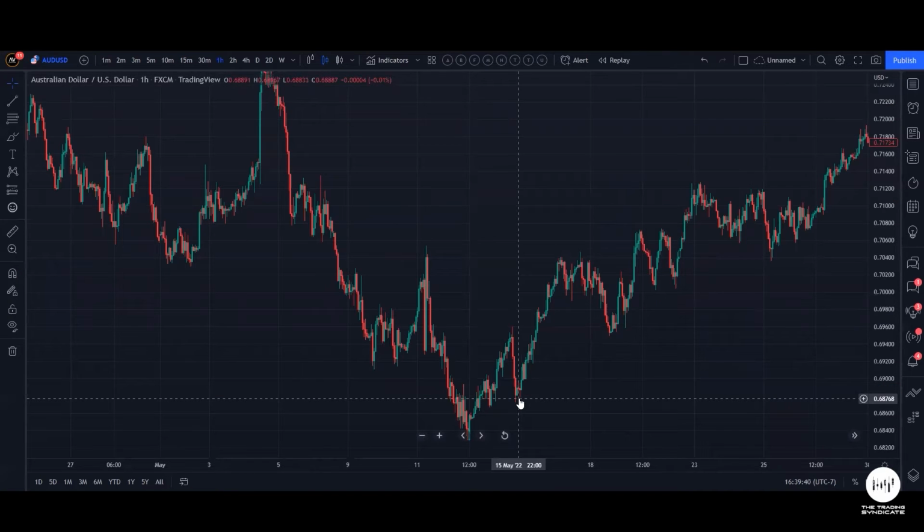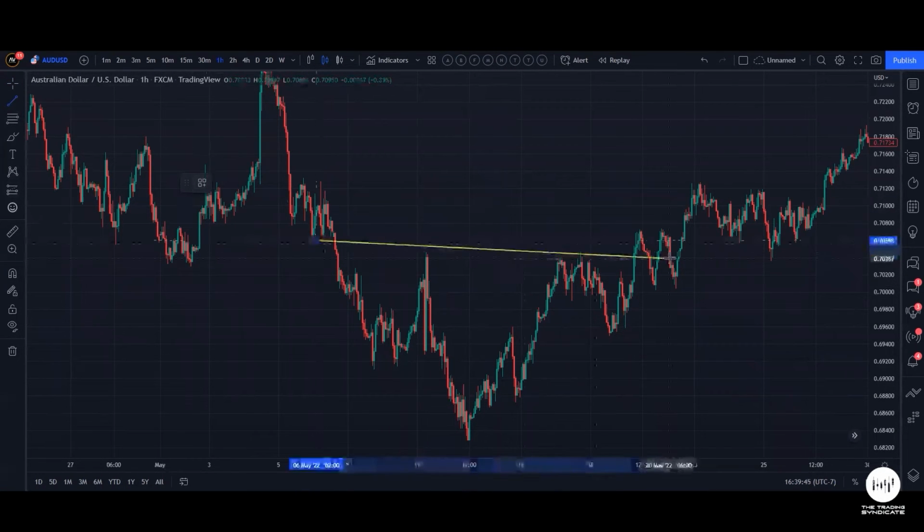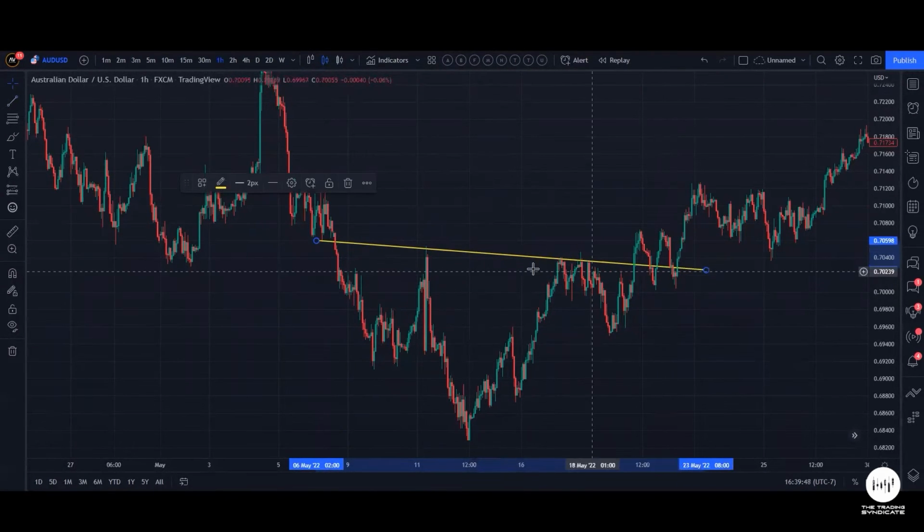All right, let's go ahead and take a look at the inverse of this, which is the inverted head and shoulders. If I go ahead and draw a trend line right here, it might become a little bit more clear. We have a left shoulder right here, then a head, which creates a lower low, and then a higher low, which is created by the right shoulder.